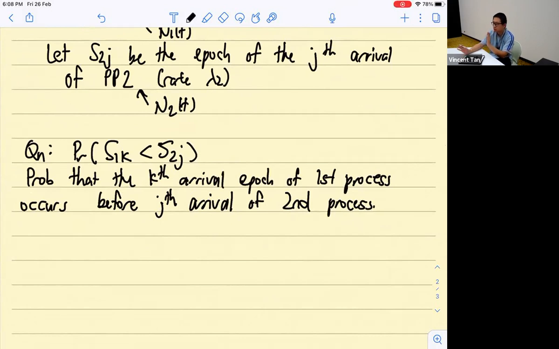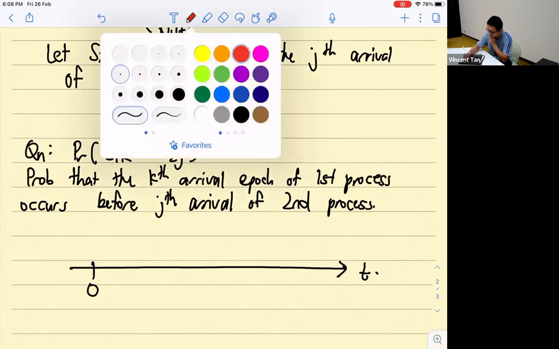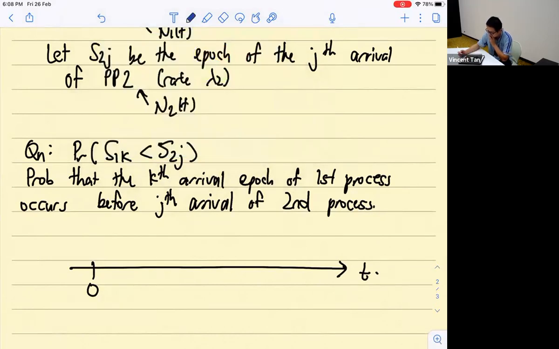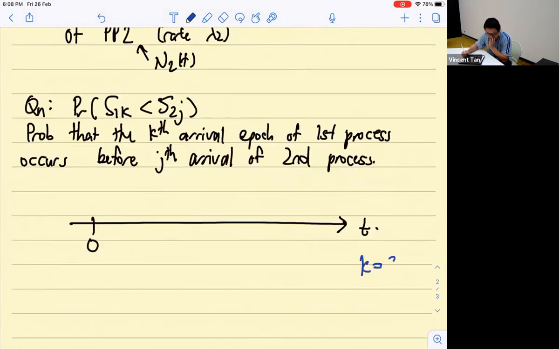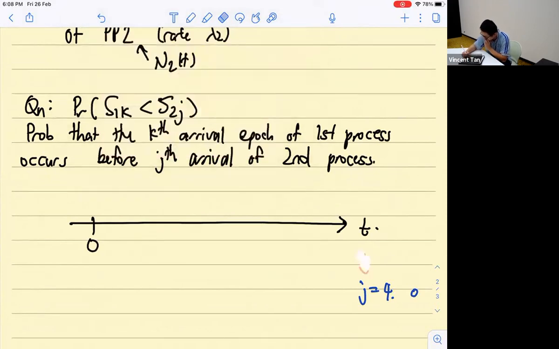So when we do these sort of things, before we do anything, we should draw a picture. All right, so that's what I'm going to do. So this is time. We start from 0. And I'm going to label the first process as maybe blue circles. Okay, so let's say for the sake of simplicity and concreteness, that k is equal to 3 and j is equal to 4. Okay, so these are indicated by O, by circles, and my j is equal to 3 and k is equal to 3 is indicated by crosses.